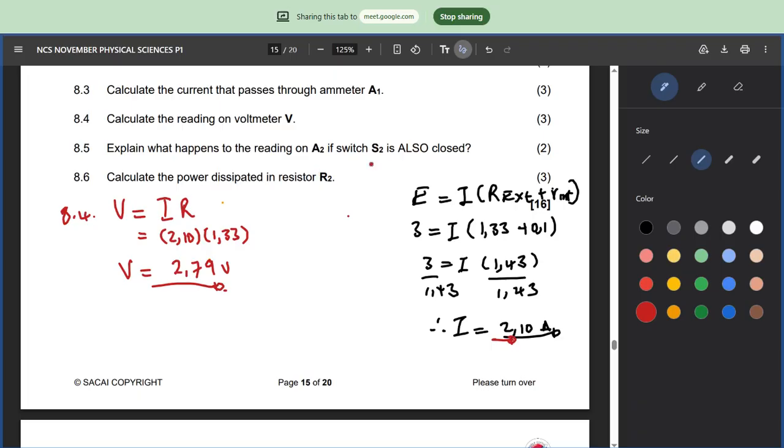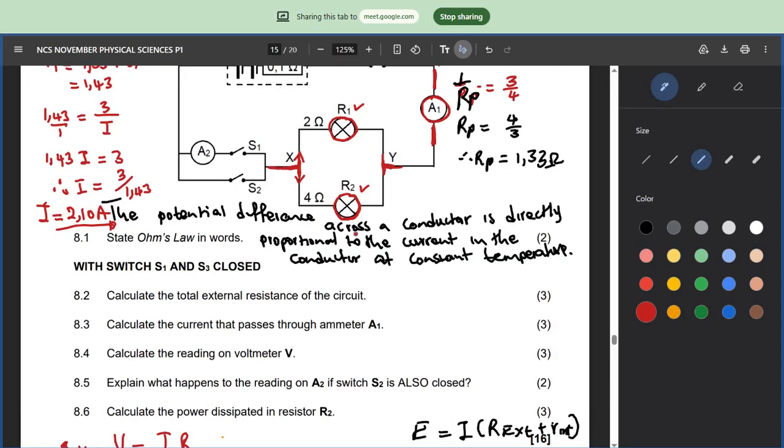Right. Explain what happens to the reading on A2 if switch S2 is also closed. So switch S2 is closed. What will happen to A2? So remember, if we are closing this one, what will happen to A2? If you look at this now, we have two paths where the current can flow. It's either that current will flow in that direction. Now, if we close this part, other current will move in that direction.